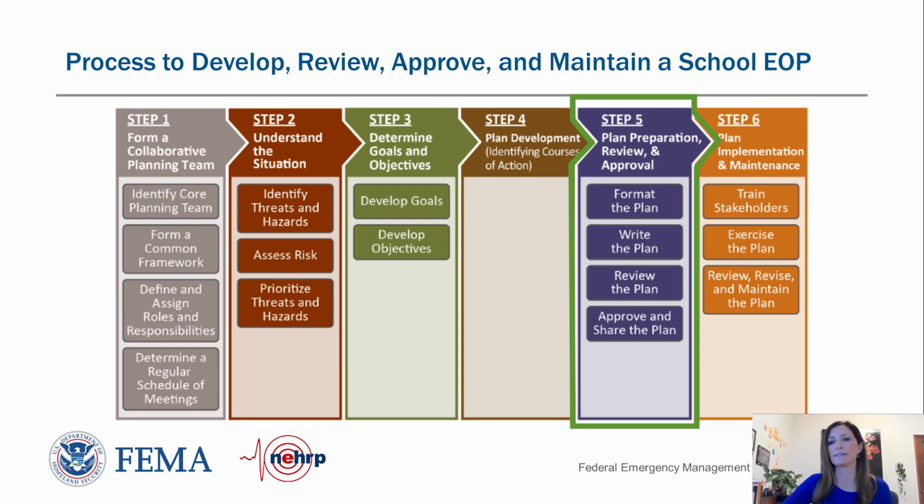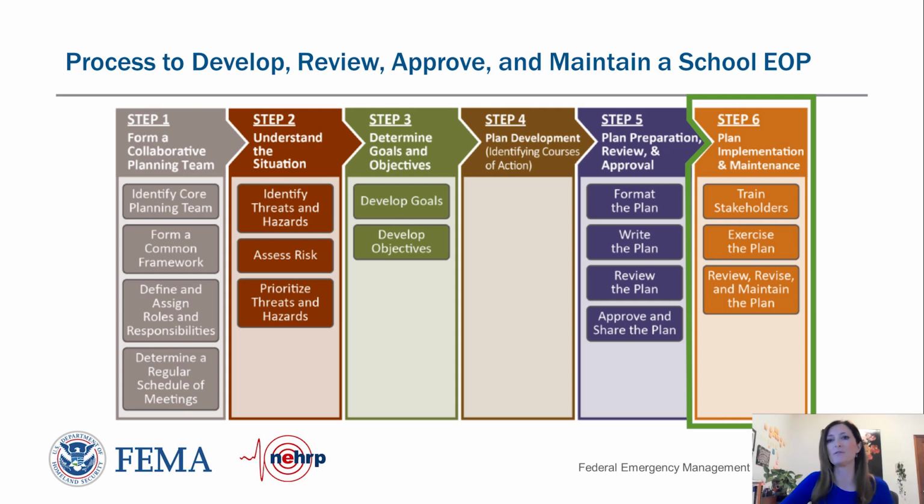So these involve things like, what is the final format of the plan going to be? Who is going to take lead responsibility for writing the different sections of the plan? Who will review the plan to ensure its comprehensiveness and accuracy? Who will approve and share the plan with the broader school community, as well as with local and state level emergency management, local elected officials, and others who have a stake in knowing that schools have a plan in place?